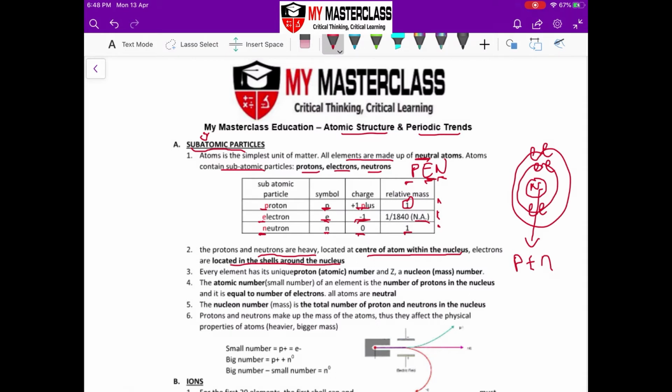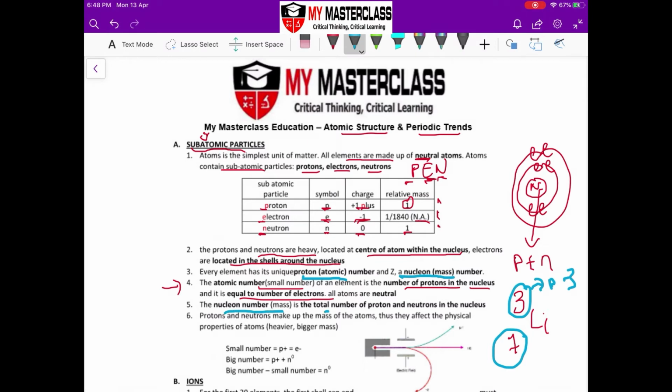The atomic number, or the small number in your periodic table, is the number of protons in the nucleus. This is equal to the number of electrons. If you look at your periodic table, you can have the element lithium. Lithium, element number 3, has the symbol Li and then 7. This 3 is the small number, or the atomic number, or the proton number. So this 3 means there are 3 protons. Then we have another number called the nucleon number or the mass number, which is the big number.